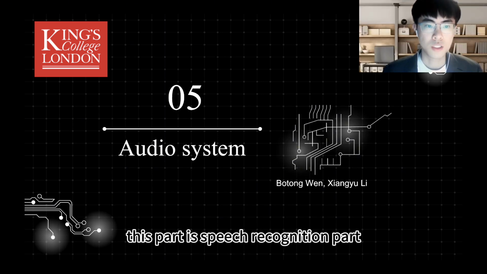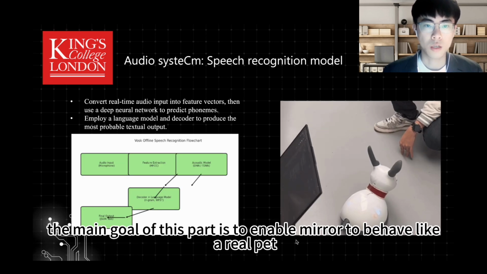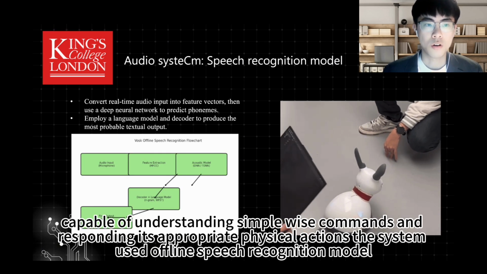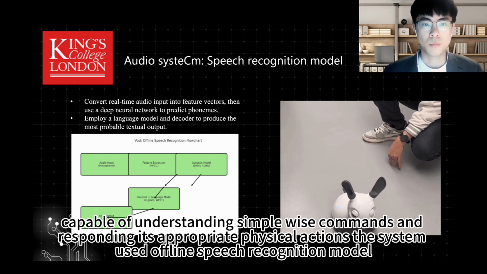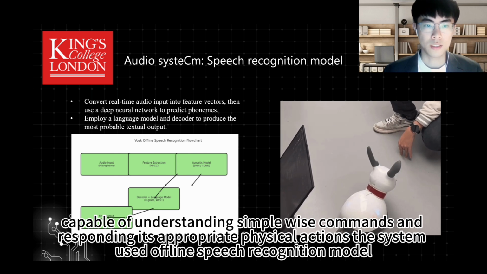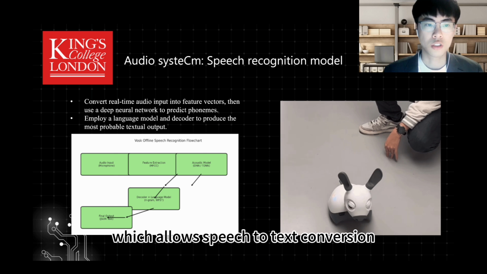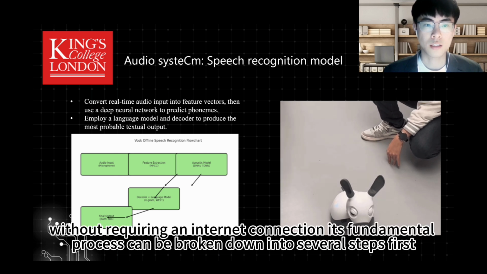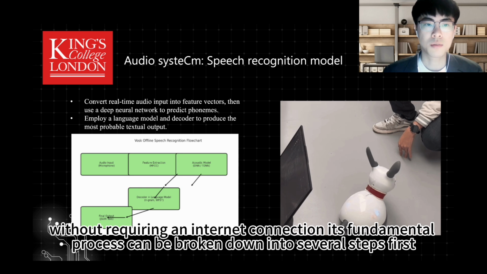This part is the speech recognition part. The main goal of this part is to enable Miro to behave like a real pet, capable of understanding simple voice commands and responding with appropriate physical actions. The system uses an offline speech recognition model, which allows speech-to-text conversion without requiring an internet connection. Its fundamental process can be broken down into several steps.